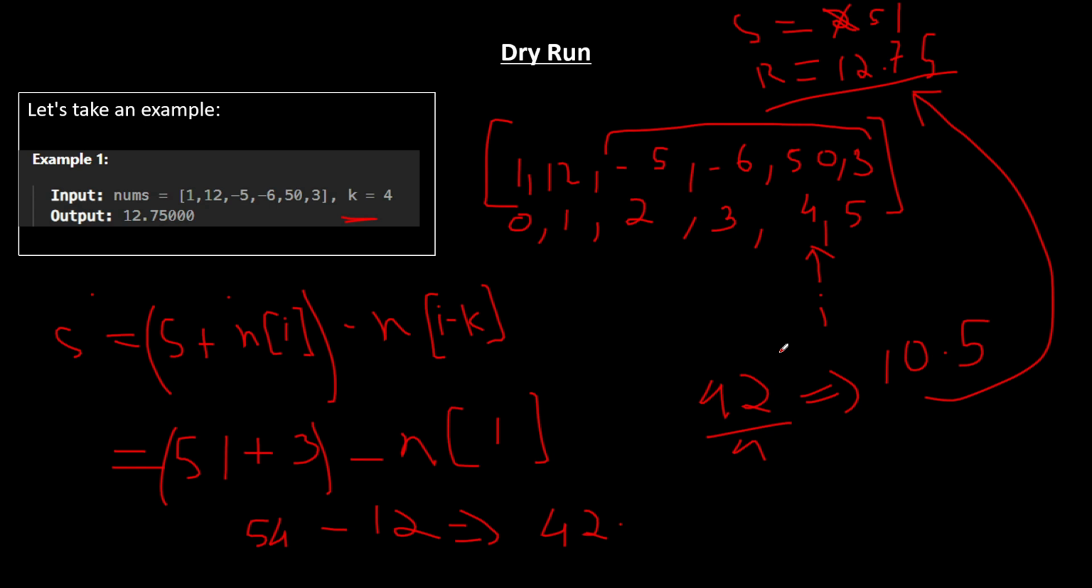Now, I hope you understood how the sliding window is working, and in each window, how we are calculating the sum, and how we are removing the elements from the beginning of the window, or the first value of the window, right?